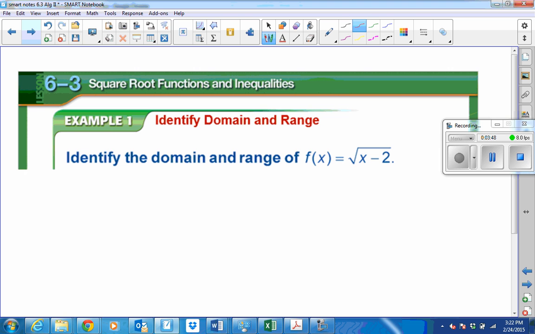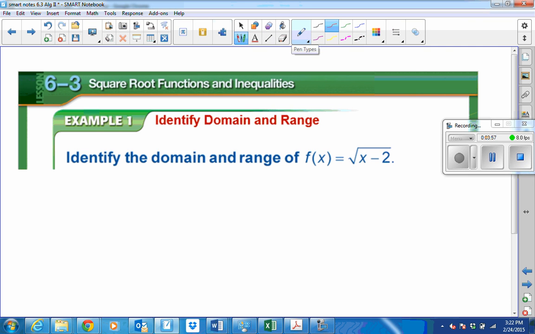So identify the domain and range of f of x equals the square root of the quantity x minus 2. Let's go ahead and put a graph on here to see it.